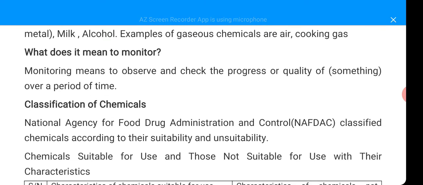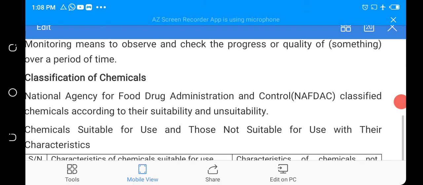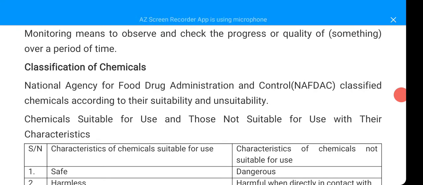Okay? Now the next we're going to look at is the classification of chemicals. I have defined chemicals and I've given you examples of chemicals with these various types. Don't forget, when we treated sourcing of chemicals, I told you that NAFDAC, that is the National Agency for Food, Drugs Administration and Control, is in charge of monitoring and controlling chemicals in the country. I hope you remember that.